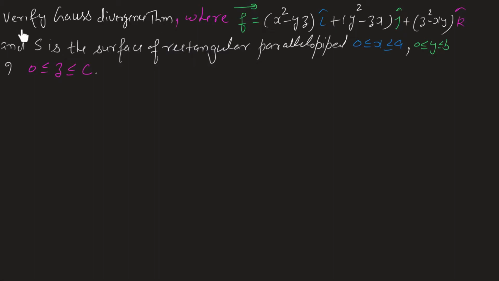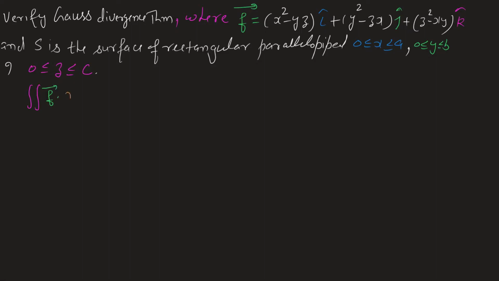In the earlier video, we made use of the divergence theorem to evaluate the surface integral. But now the question is to verify the Gauss divergence theorem. So we have to verify it and see how we'll do it. Let me first write the Gauss divergence theorem. What does the Gauss divergence theorem give? This is the statement of the Gauss divergence theorem.